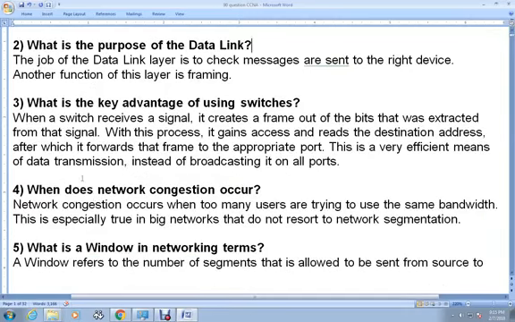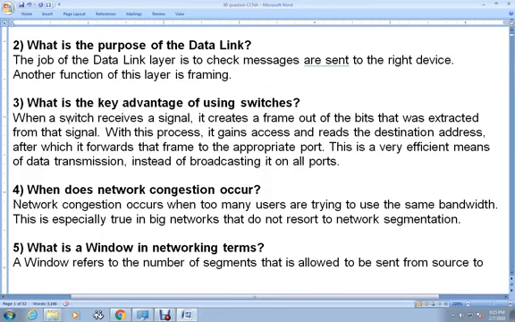Next question: what is the key advantage of using a switch? Why do we use a switch? The very first advantage is that if you need to expand your network, you can use a switch. That is a very simple advantage.